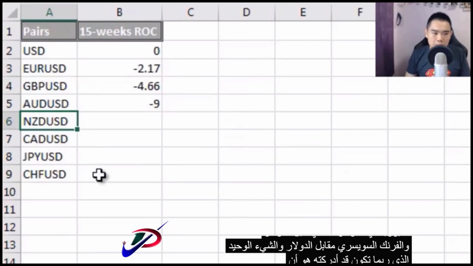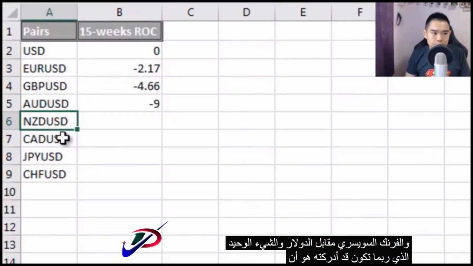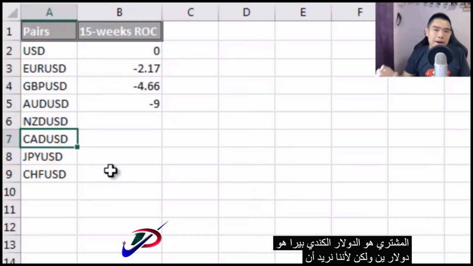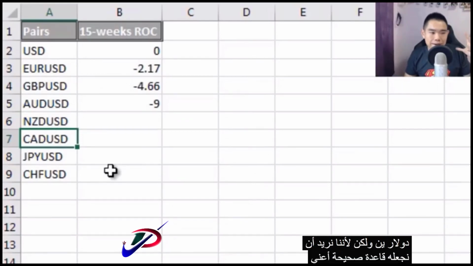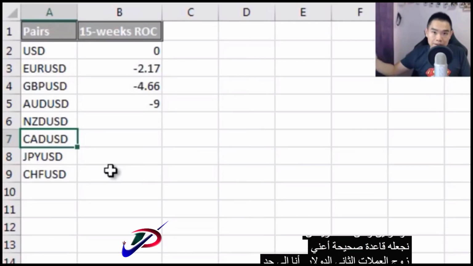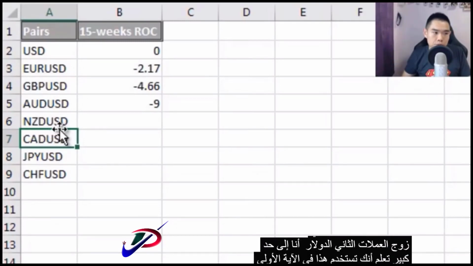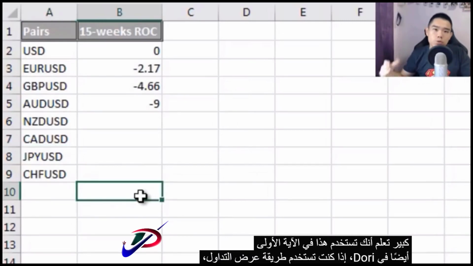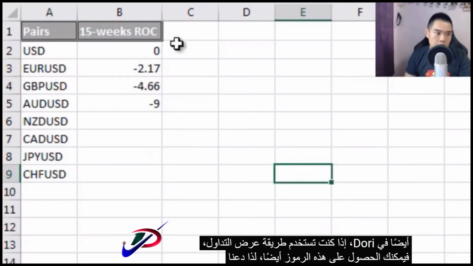And one thing that you might have realized is that the usual pair is dollar Canadian, dollar yen. But because we want to make the second currency of the pair the dollar, I just use the inverse one as well. And don't worry, if you use TradingView, you can get those symbols as well. So let's see how to do it.